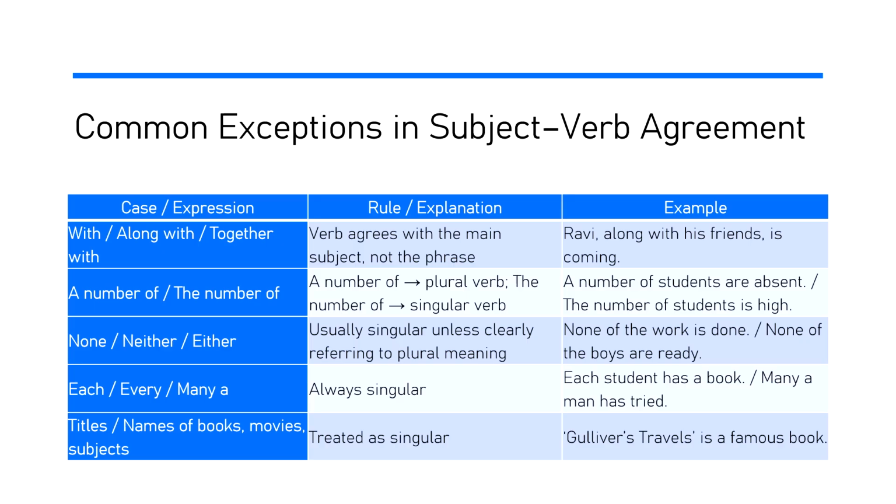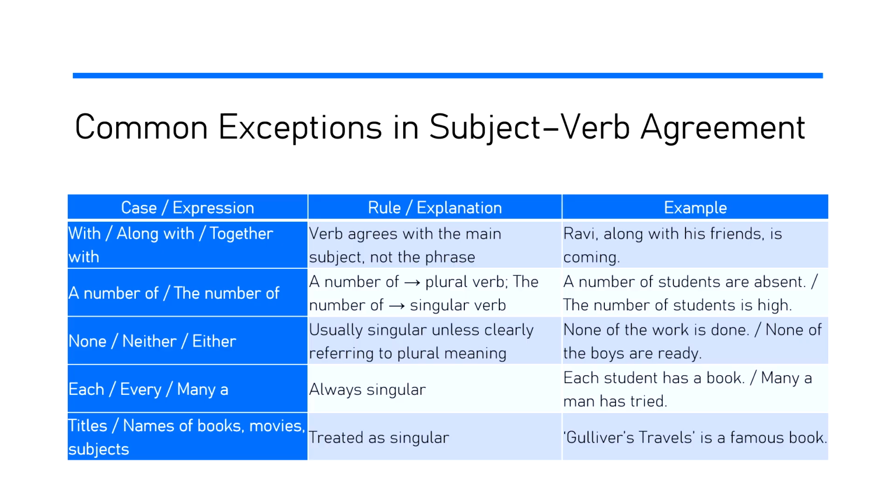Now, none, neither, and either are usually singular unless the meaning clearly refers to plural items. So we say none of the work is done, but none of the boys are ready. The meaning decides the verb form here.